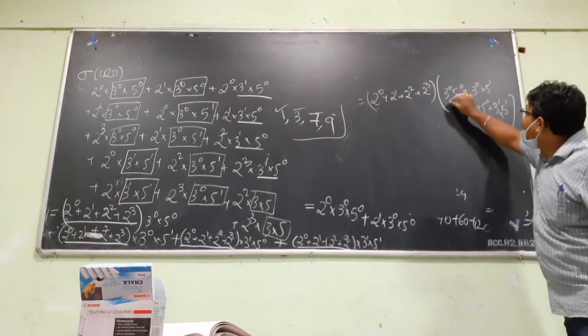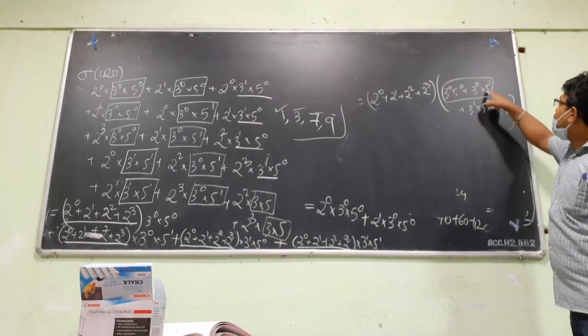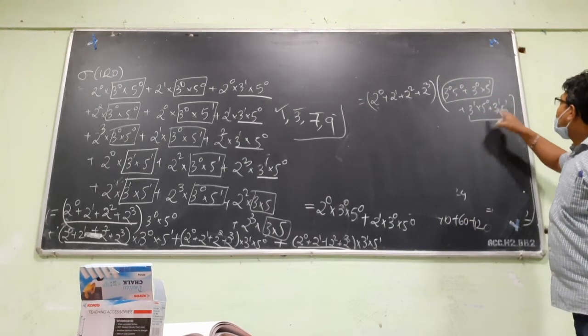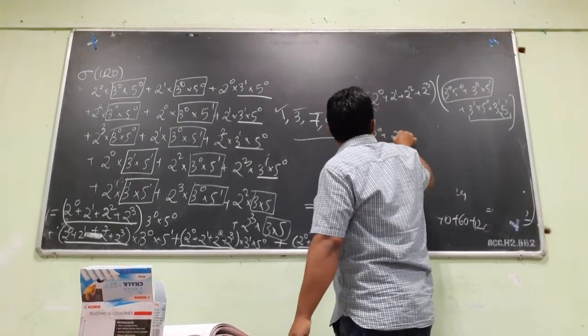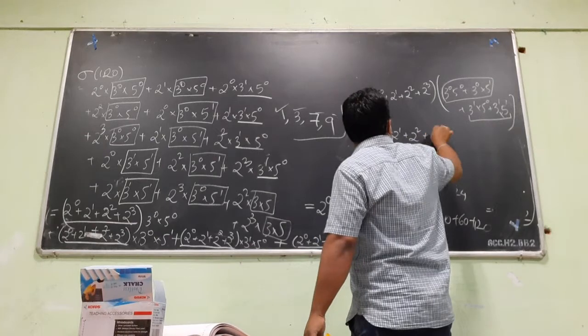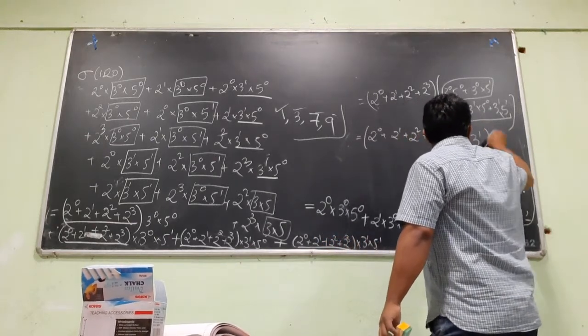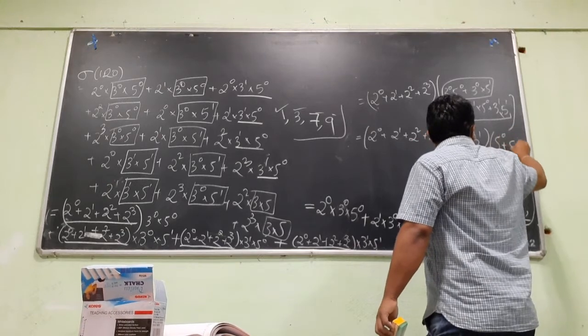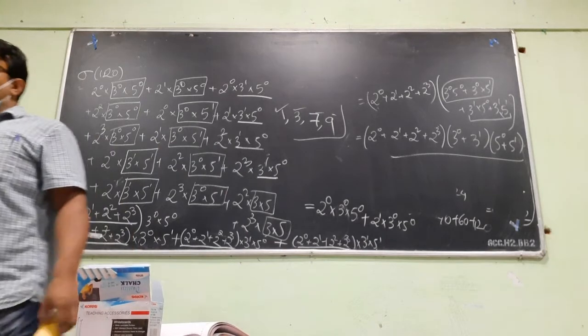Then see, again I can take common here. 3 to the power 0 multiplied with 5 to the power 0, 5 to the power 1. 3 to the power 1 multiplied with that. So ultimately what is this? 2 to the power 0 plus 2 to the power 1 plus 2 square plus 2 cube multiplied with 3 to the power 0, 3 to the power 1 multiplied with 5 to the power 0, 5 to the power 1. So this is your sum of all possible divisors.